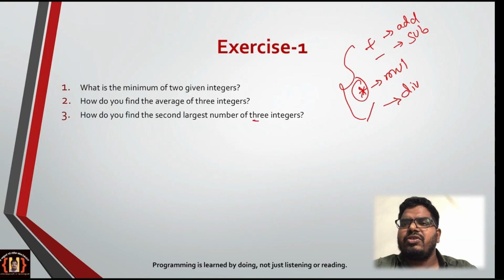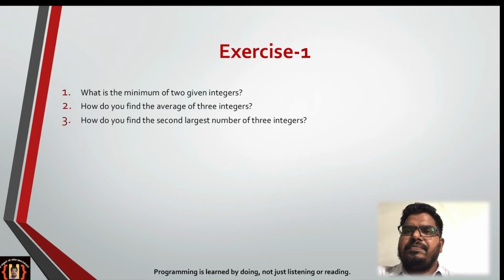Now what is the input here? Three integers are the input. Let us say A, B, C are the three integers. Now we need to check different conditions. It's not just one condition here. You need to check multiple conditions. Think on this. I'll give the algorithm solution in a separate document.